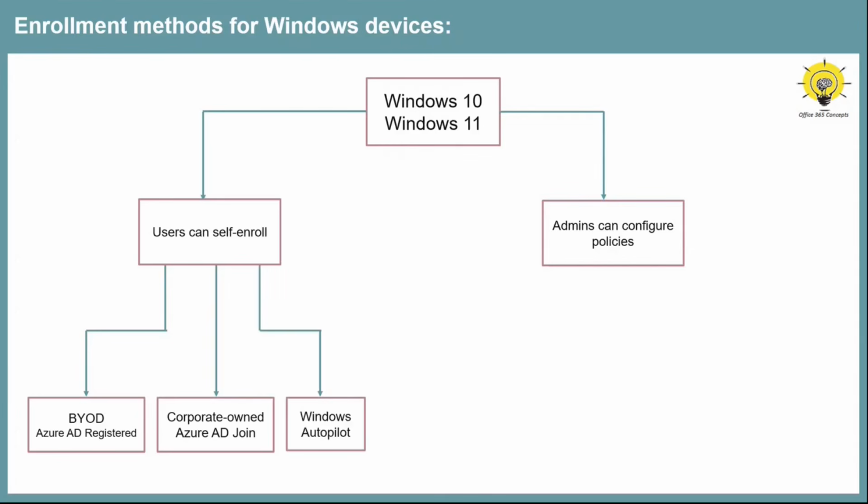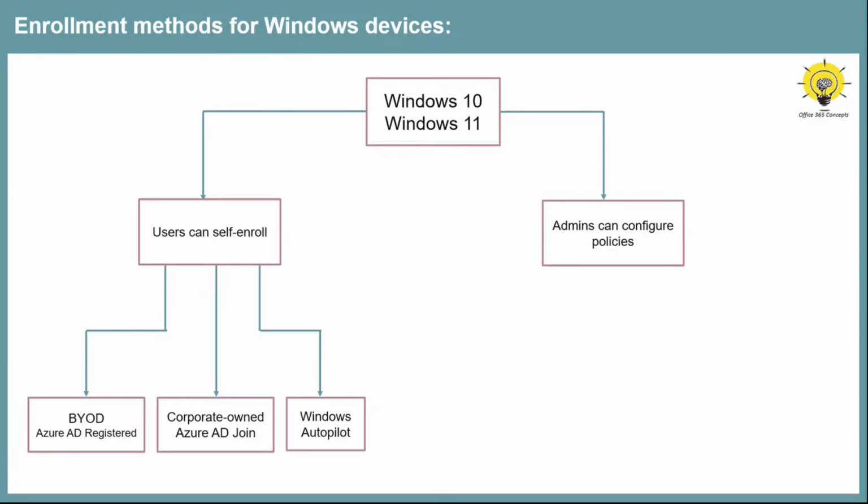And the third type of self-enrollment method is Windows Autopilot. Windows Autopilot automates Azure AD join process, and it enrolls new corporate-owned devices in Microsoft Intune. We will discuss about Windows Autopilot in detail in one of the upcoming videos. But for now, just understand that Windows Autopilot simplifies out-of-box experience, and it removes the need to apply custom operating system images to the devices.